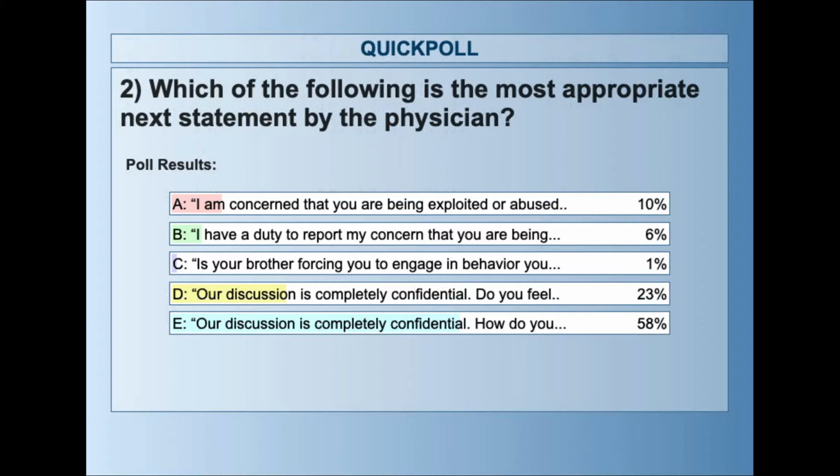Our discussion is completely confidential. How do you feel about this situation? So well done, everyone. Let me hand it off to Paris.